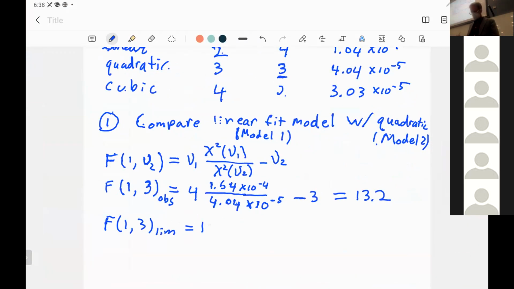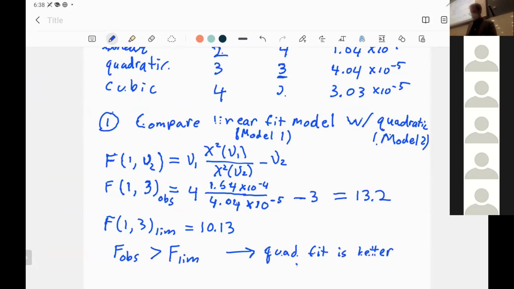Okay. And so F observed is greater than F limiting, which implies that the quadratic fit is statistically significant. The quadratic fit is statistically better than the linear one.